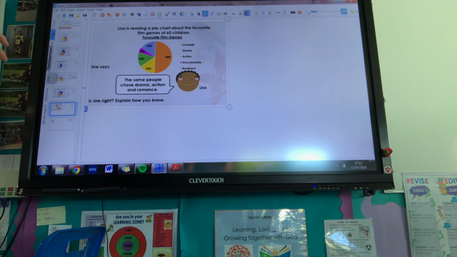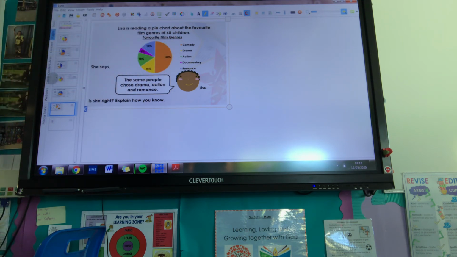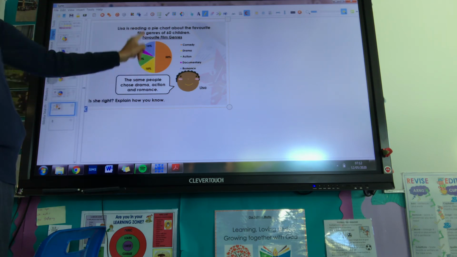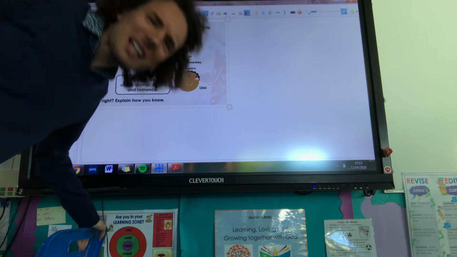Right, last one I'm going to go through. Lisa is reading a pie chart about the favourite film genres of 60 children. So here we go. She says the same people chose drama, action and romance. So, drama, action and romance are all 15%. Lisa thinks the same people chose it. Is Lisa right?